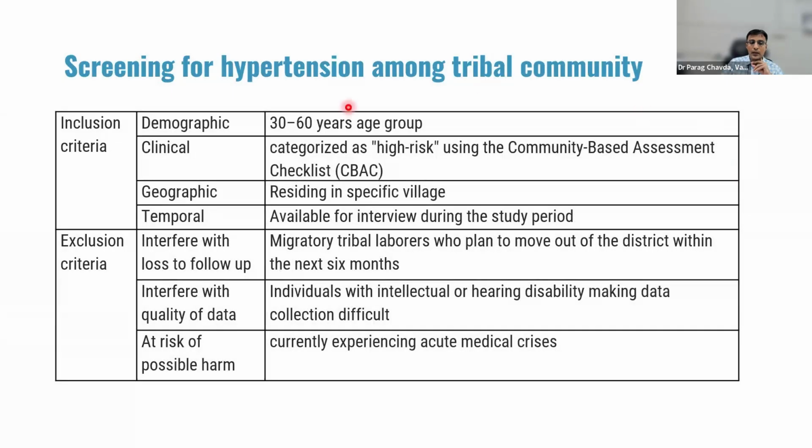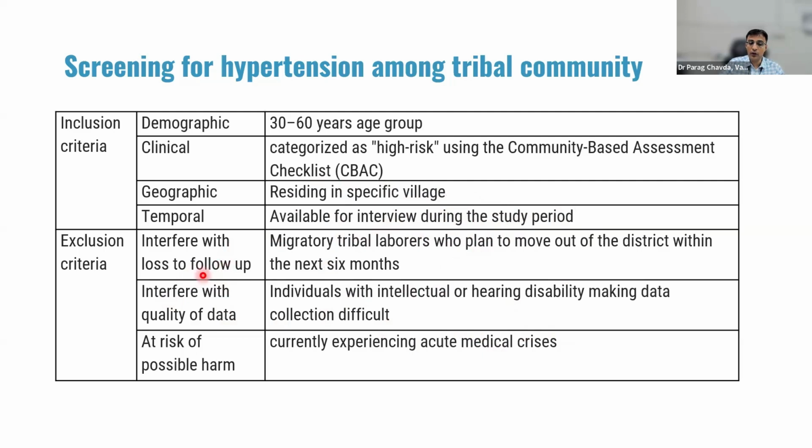Let's take another example: screening for hypertension among a tribal community. The inclusion is adults in the 30 to 60 years age group categorized as high risk during a community-based assessment checklist. You are not taking up everyone, but only those people categorized as high risk, residing in that particular village, and available for interview during the study period. Somebody might be residing there, but when you visited, the person was not available at home, so obviously you cannot include them. But anybody who was not available does not become your exclusion criteria. Exclusion criteria is someone who was available at home but had some of these three issues.